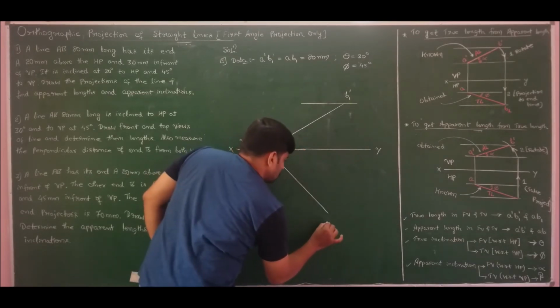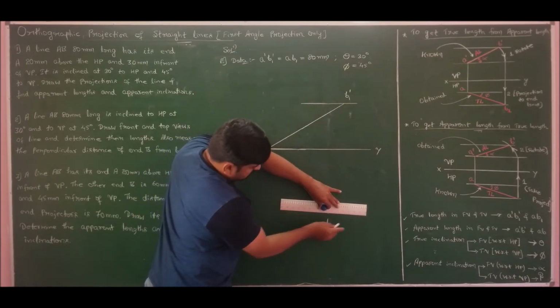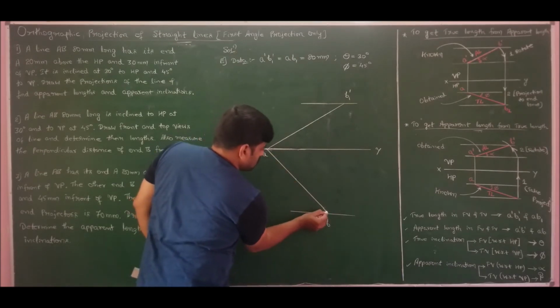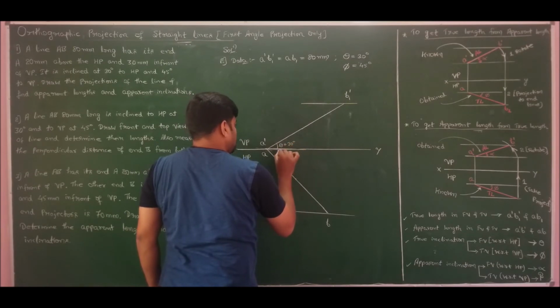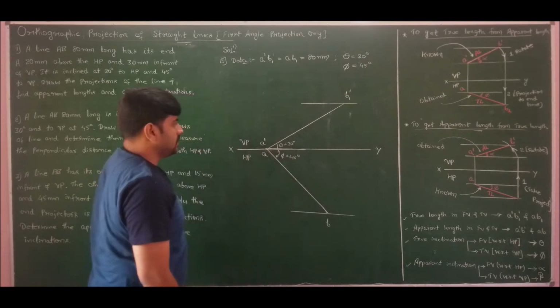Thereby I got end B also. Now I can fix the locus. Fix the locus. We have marked theta 30 degrees and phi as 45 degrees.